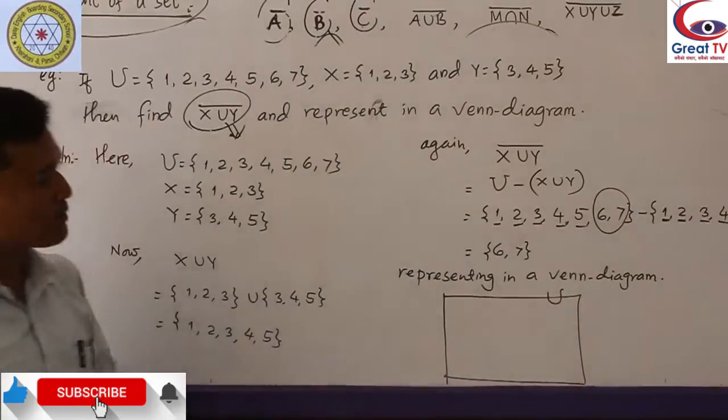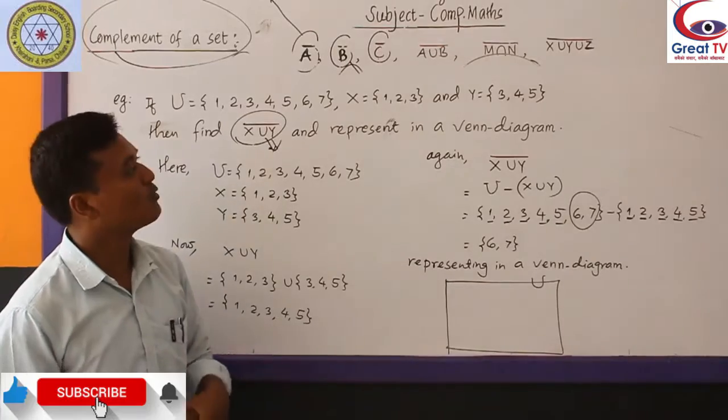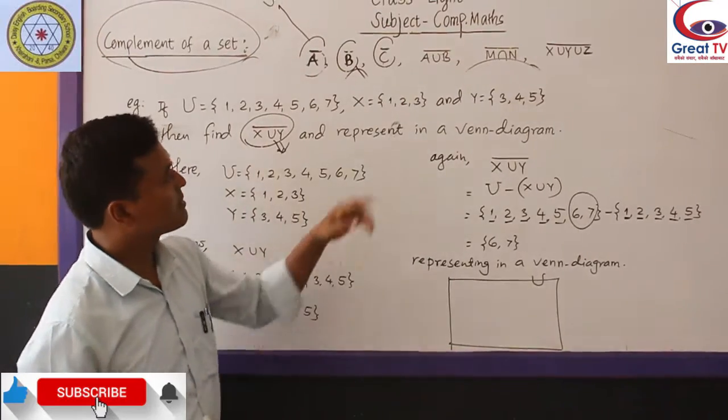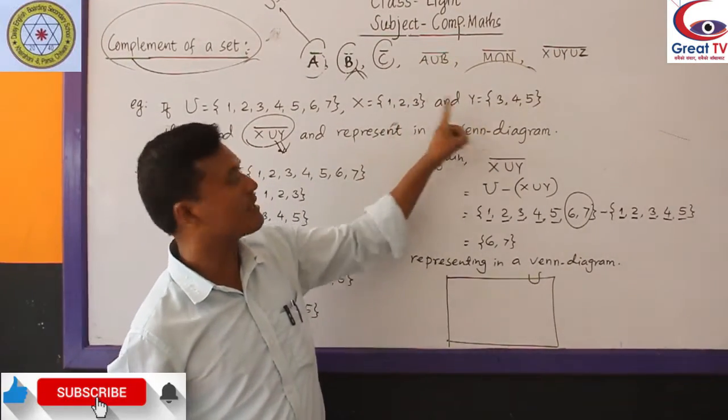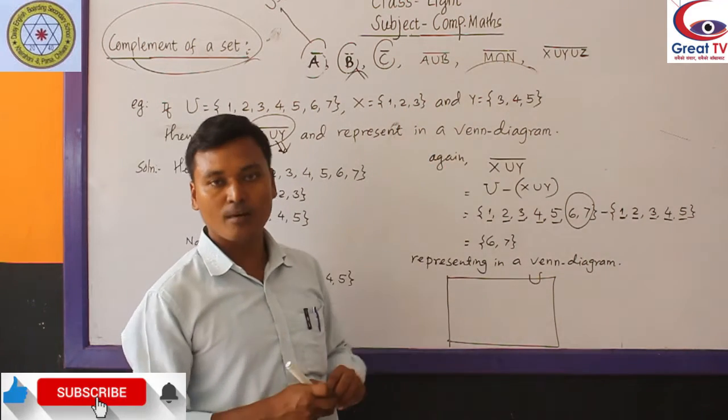Okay. Except the universe set, we do have two more. So we draw two circles, one for X and one for Y. But don't forget to check what type of sets X and Y are. As 3 is a common element, X and Y are overlapping sets.